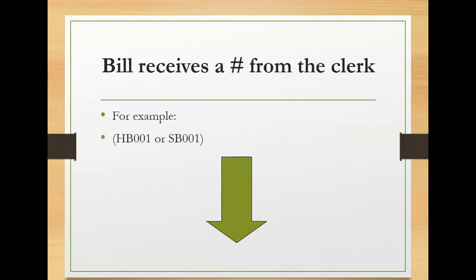Okay, so after a bill is introduced in either the House or the Senate, the next stop for that bill is it has to receive a number from the clerk. Okay, so a bill is introduced by a politician. At that point, that bill is taken, given to the clerk. The clerk will then stamp it and assign it a specific number. For example, if the bill starts in the House, you're probably looking at HB 001, House Bill 001, or in the Senate would be SB, Senate Bill 001.